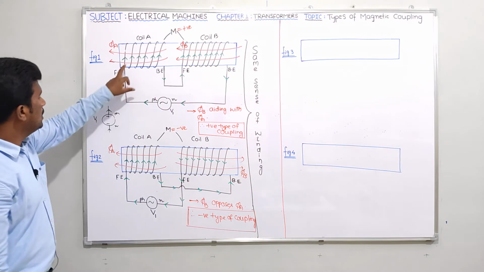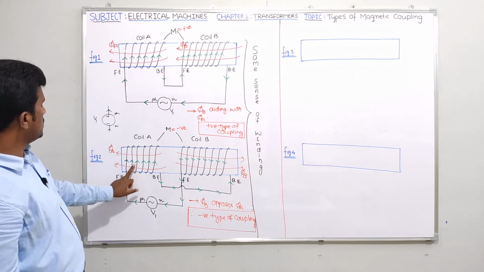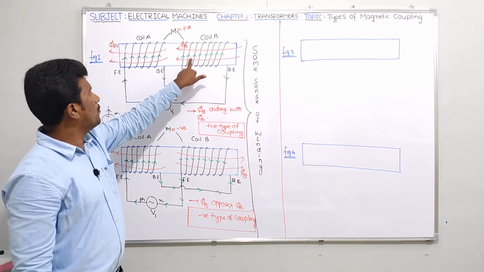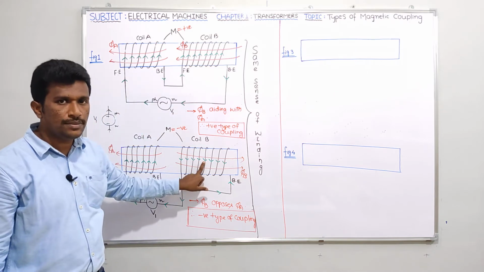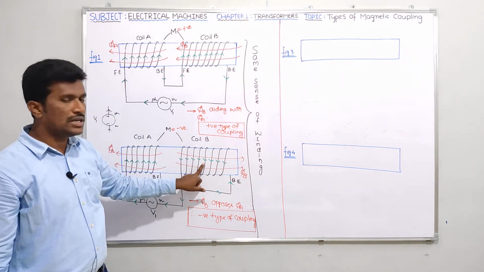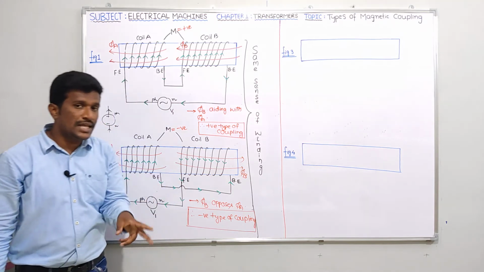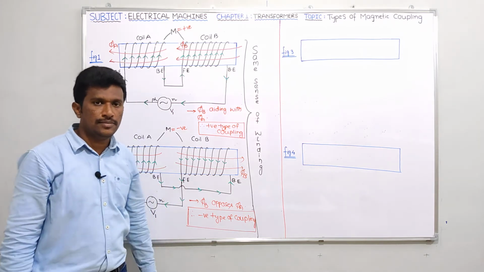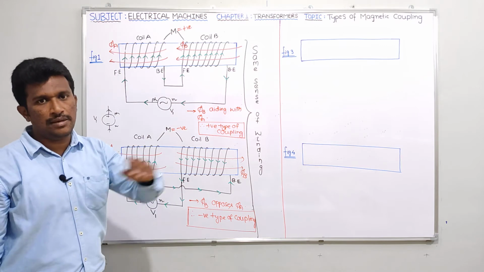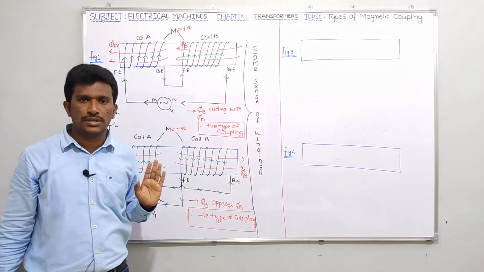Please see, in coil A the direction of current in the 2D view is upwards. Here also upwards. If you see coil B, it's upwards. But in coil B of figure number 2, it's downwards. That means by changing the direction of current in one coil, though the sense of winding is the same, the type of coupling can be changed. That is the conclusion. Is it clear?